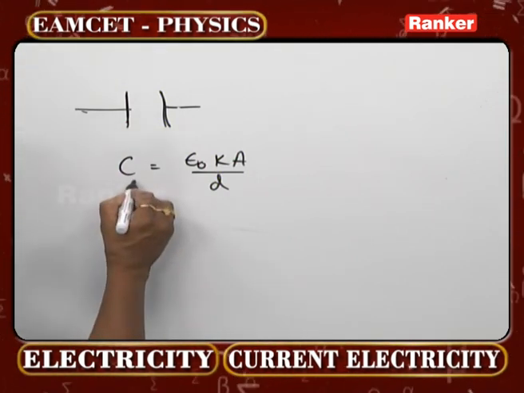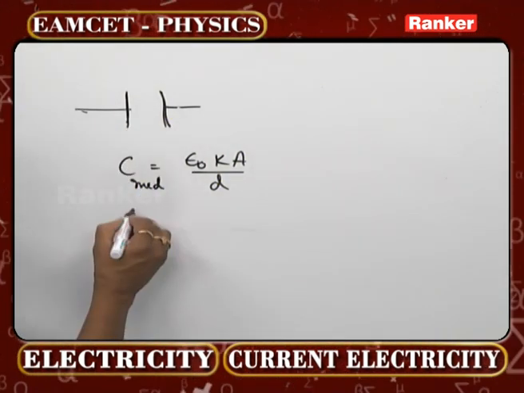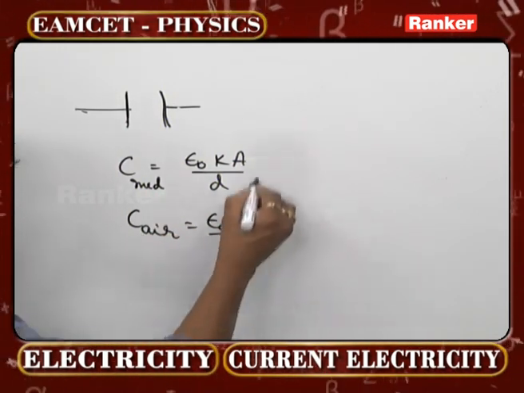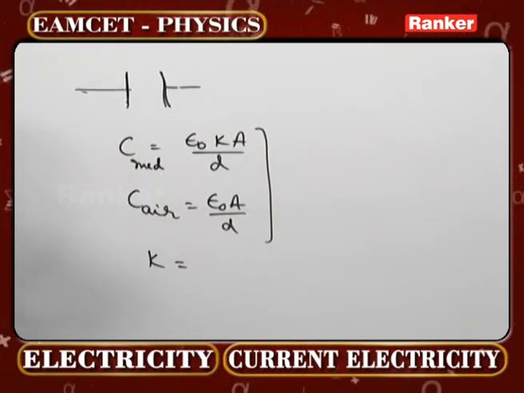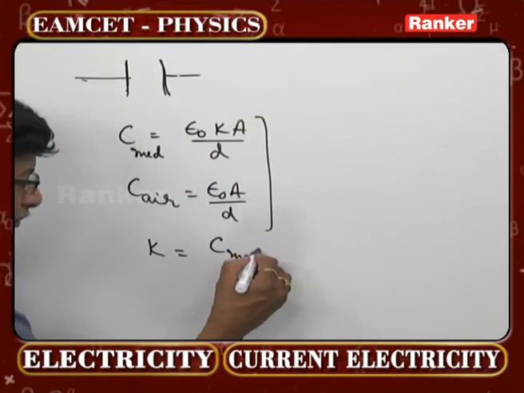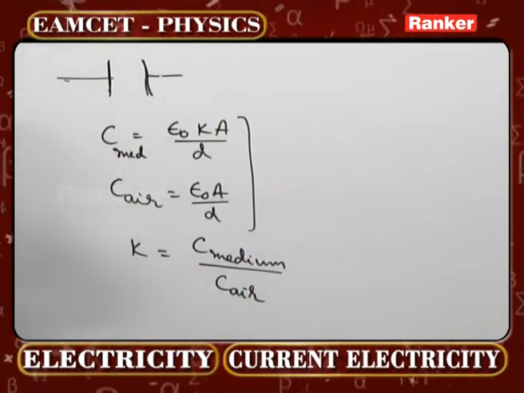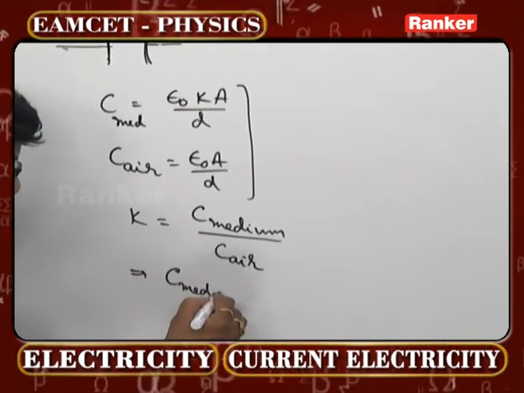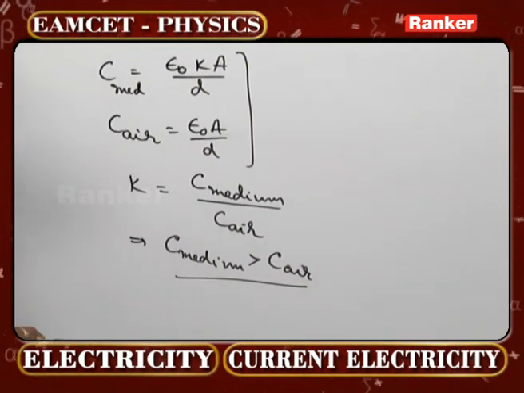So if you take this one, it is said to be C in the medium, when the medium is there in between. C air, suppose if I take, epsilon naught A by D we write. So taking these two, K, which is called the dielectric constant of the medium in between the plates, can now be written as C medium divided by C air. This is one formula we have to remember. So what you can understand from this equation, please? C medium is always greater than C air. This is possible only in the case of capacitors.